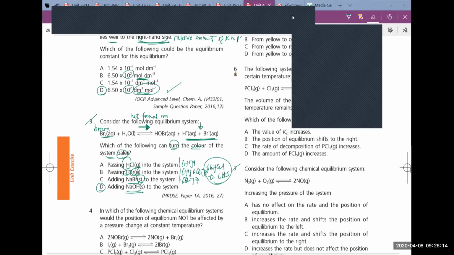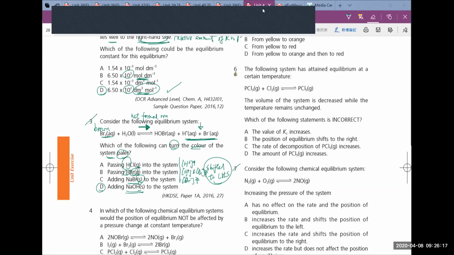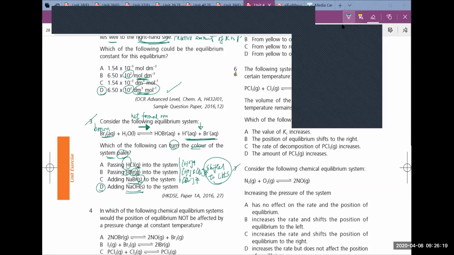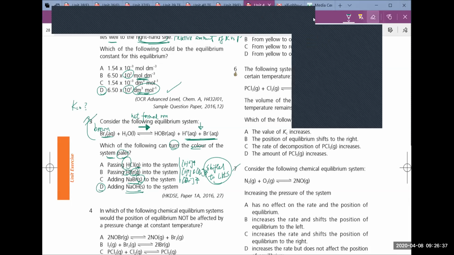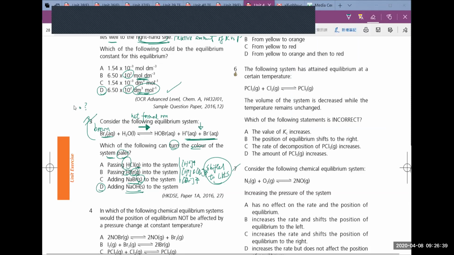Now, one more thing I would like to address to all of you here is the equilibrium constant. Now, I haven't told you this in the previous video, right? So pay attention to this. Can you write down the equilibrium constant on this? Kc is equal to what? Do you know? Can you write down the equilibrium expression? What is the Kc? Do you know?